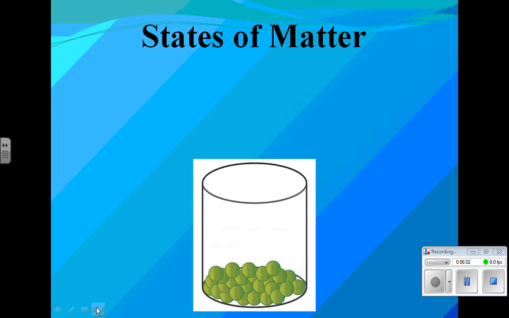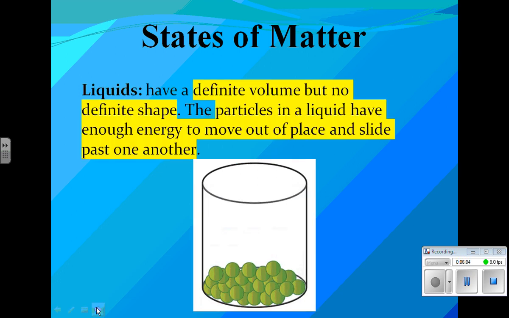All right, so with our liquid, a liquid has a definite volume, but no definite shape. You could measure its volume, for example, in a graduated cylinder, or when you get a water bottle, it tells you what the volume of the liquid inside of it is.